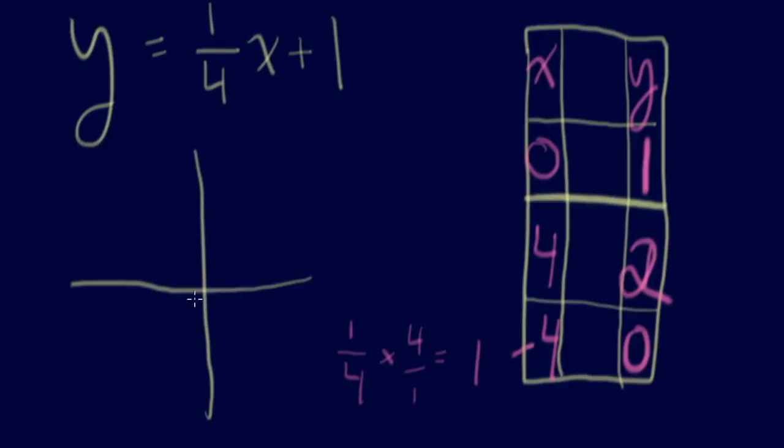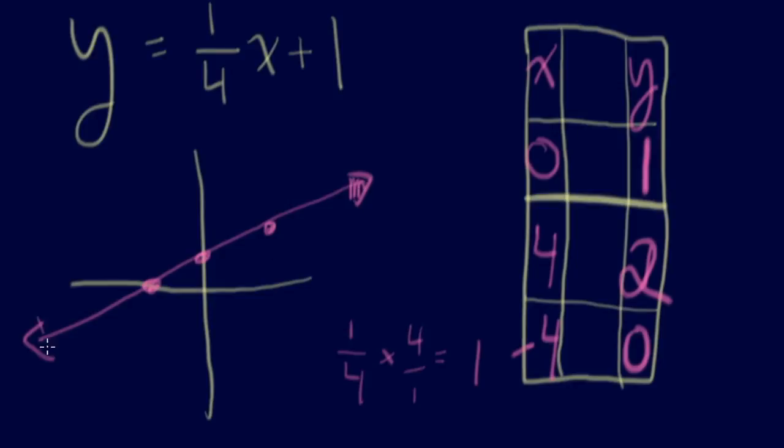And let's go and graph it. So 0, 1 is about there. Notice how I'm just kind of estimating this. And 4, 2 is probably around here. And negative 4, 0 is something like that. Is this a straight line? Yeah, it's a straight line. It sure is. So we're going to do something like that. And something like this. And there we go.